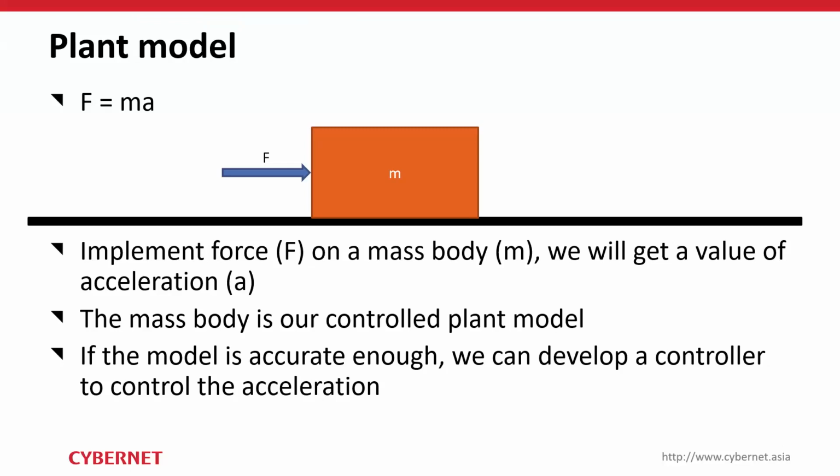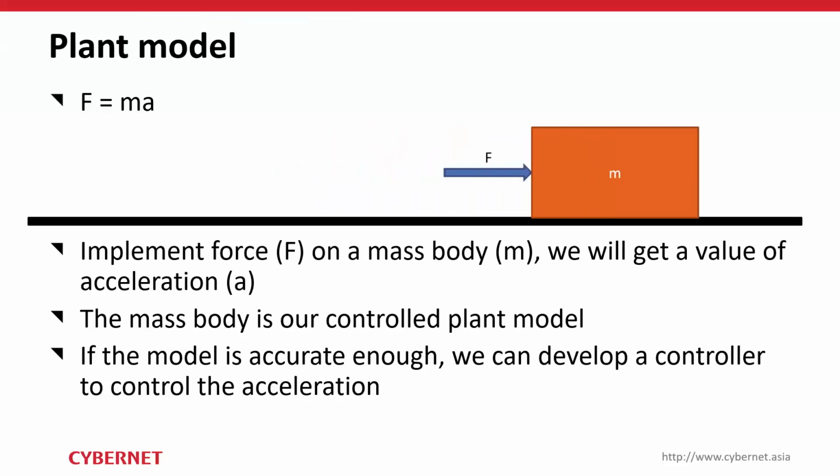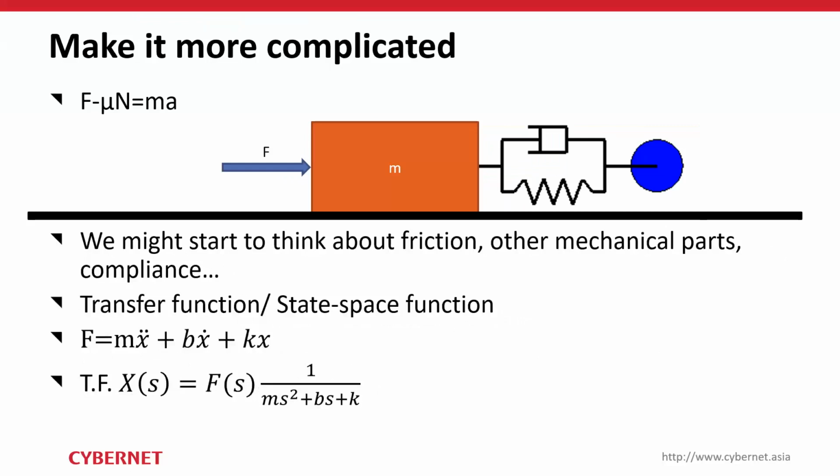Let's make the problem more complicated. F equals ma is not how the real world works. The real world is more complicated. We have friction, damping, and other mechanical parts. However, if our background knowledge is strong enough, we can still make the plant model as a transfer function, or you can say state space function.